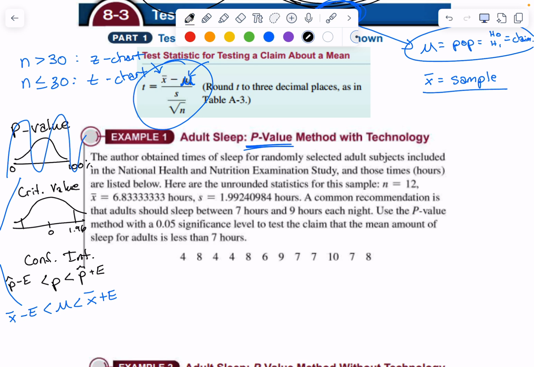Okay, so example 1, they say p-value method with technology. We're not going to do p-value method. We're going to change that, and we're going to go to the critical value method. We're only going to do this critical value method style.